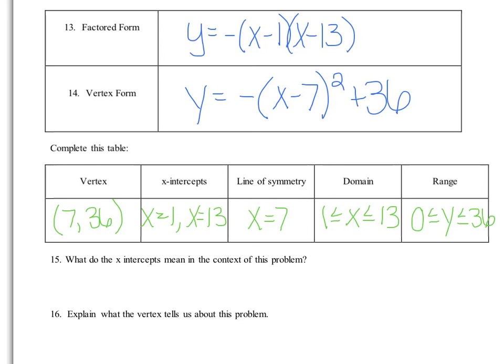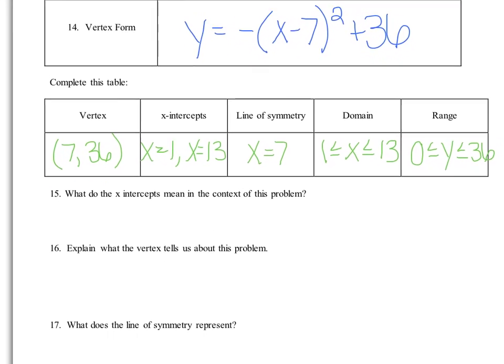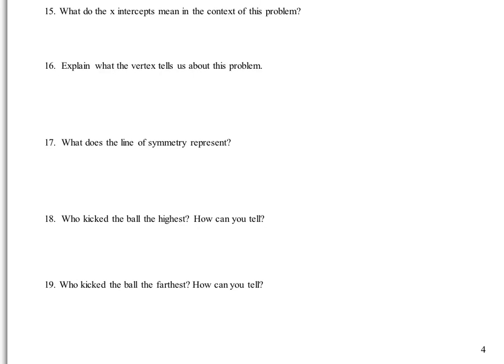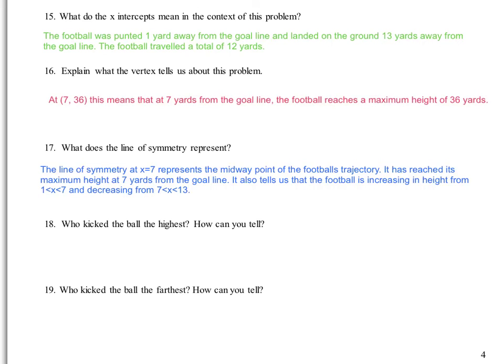Finally, we have to answer the last questions. So again, I'm going to make the answers appear and we'll go over them. So looking at our typical answers, what do the x-intercepts mean in the context of this problem? Well, the football was punted 1 yard away from the goal line and landed on the ground 13 yards away from the goal line. This means that the football traveled a total of 12 yards.